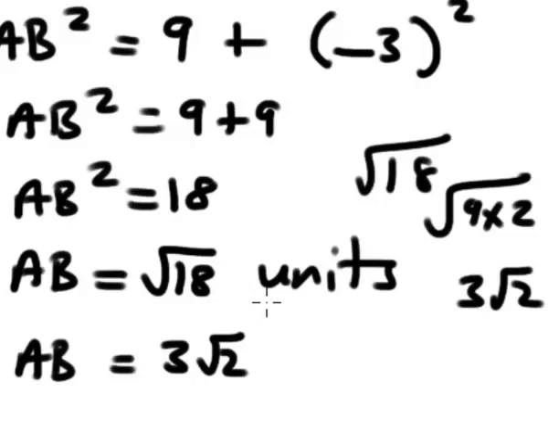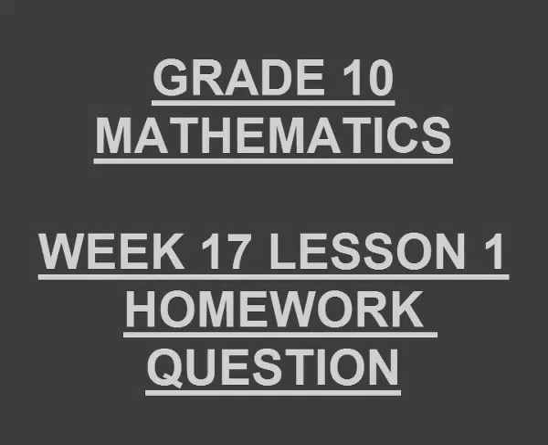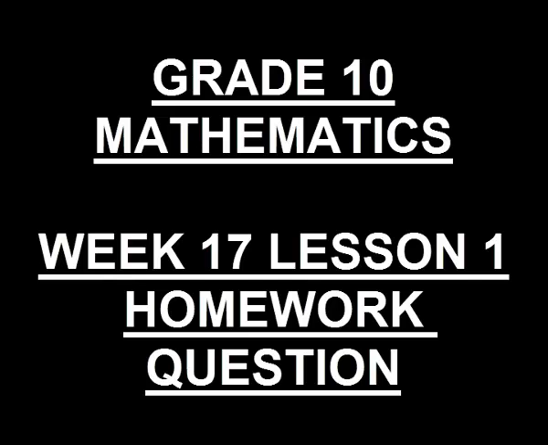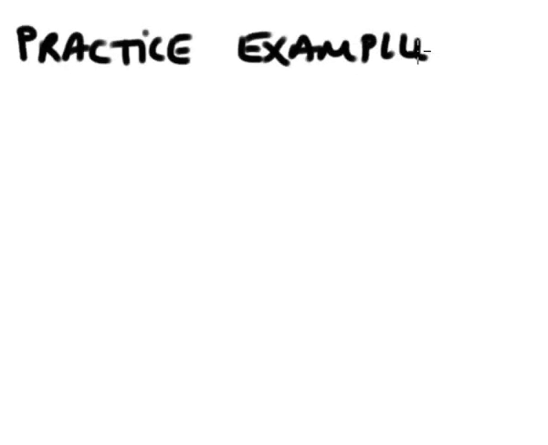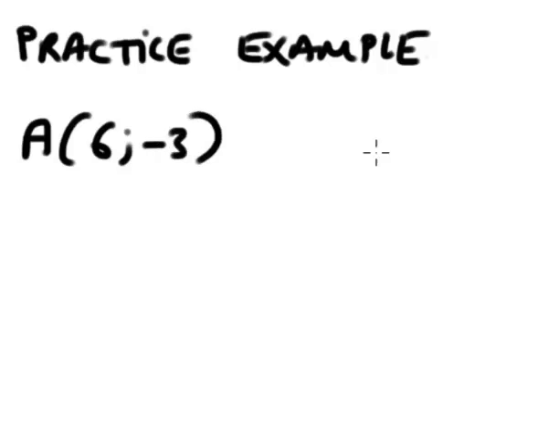Now I want to give you a practice example, and I want you to calculate using the distance formula the length of the line segment joining these 2 points. So here's your practice example, and I want you to have a go at this. I'm going to give you 2 points here: A is going to be 6, negative 3, and B is the point negative 4 and 2. I want you to work out the length of the line segment AB, or the distance between those points. Have a go, and then we'll discuss it.